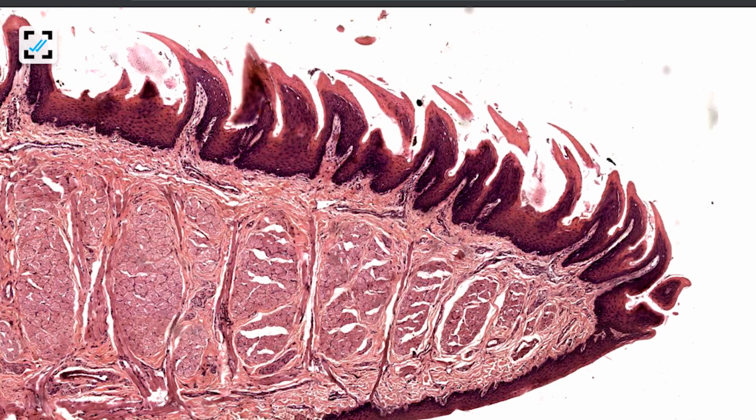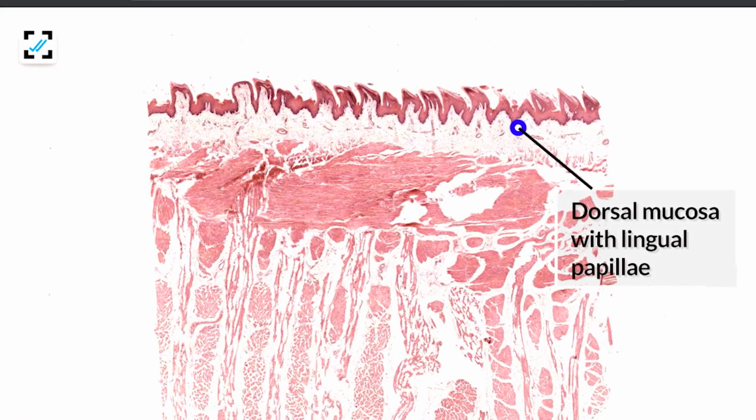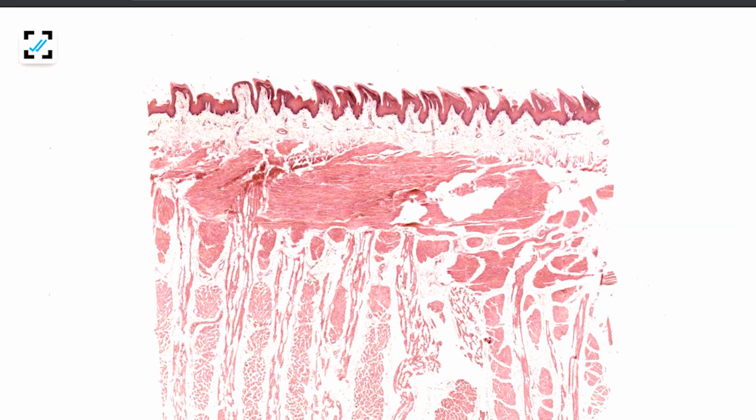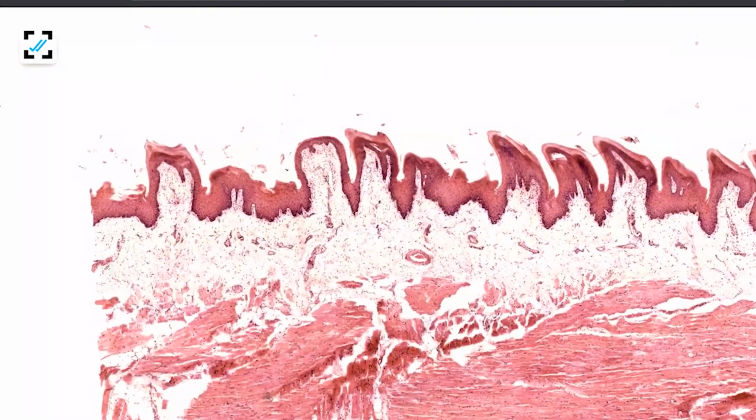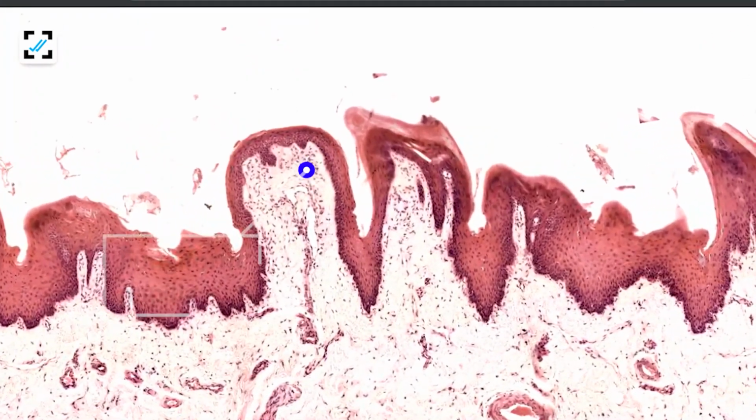So let's see another slide to understand the structure of fungiform papilla. This is another slide of tongue. We can appreciate the dorsal mucosa and the underlying muscular layer. If we enlarge in this field, we can see both fungiform and filiform papillae. Now, these fungiform papillae are present along the lateral margins of the tongue and are also scattered among the filiform papillae. Now, how do we differentiate fungiform and filiform papillae?